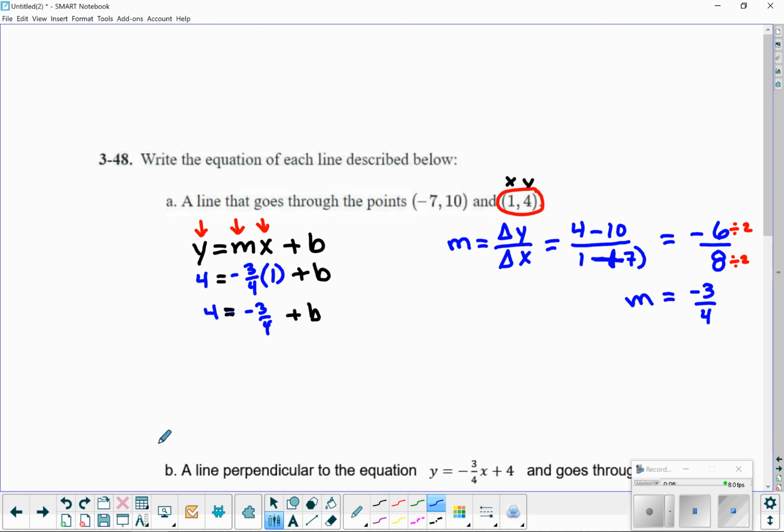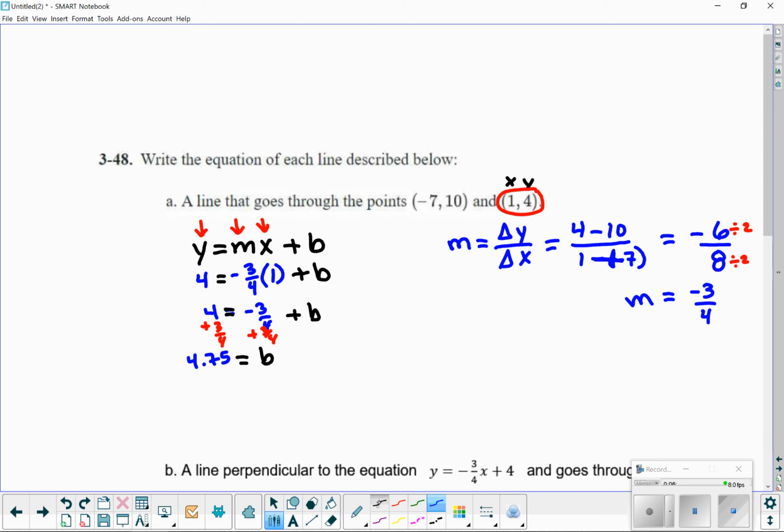Okay. And you're going to go ahead and add them together or move them to one side or solve for b. So you end up with b is equal to, and to do this you have to add 3/4. So it'll be 4 plus 3/4. Okay. And 4 plus 3/4 makes 4.75. Or you can call it 4 3/4. Okay, however you want to do this.